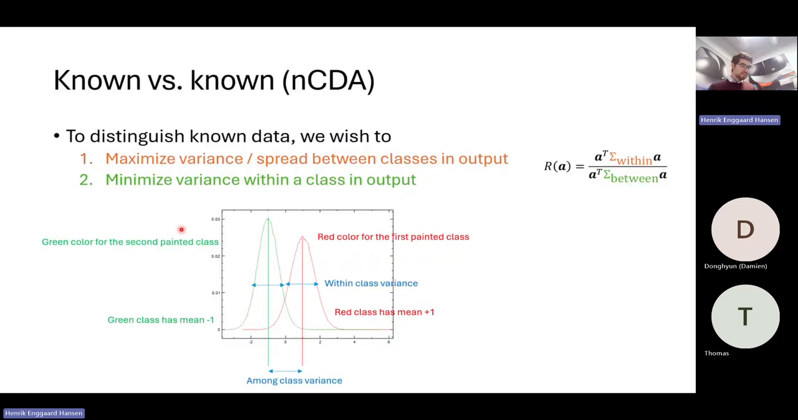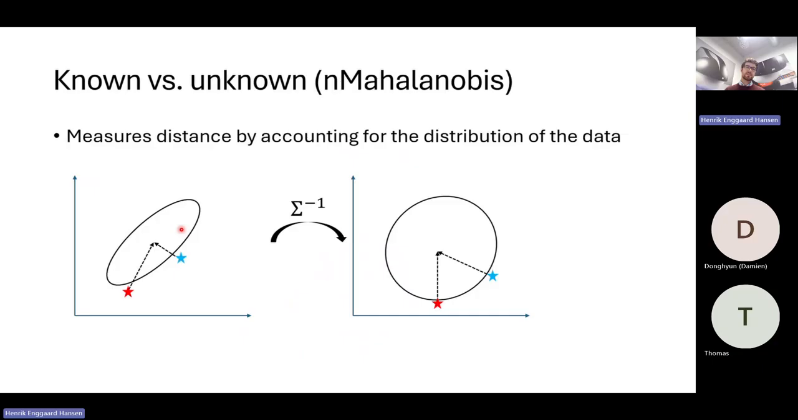Good. The next issue that we work with is what happens if we only know about one class in our data set, but don't know the other. So known versus unknown. Essentially we have the same problem as before, except how do we formulate this? Well, we want to measure distance to some kind of known data set. I have this set of known data, and if I get some new data, what's the distance to this?